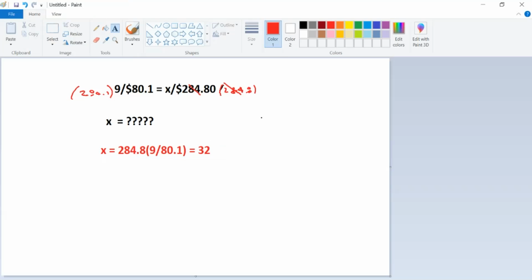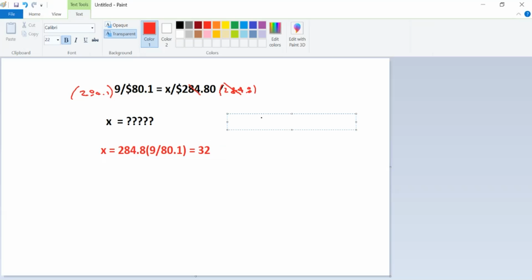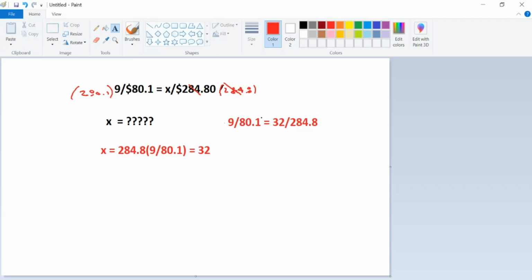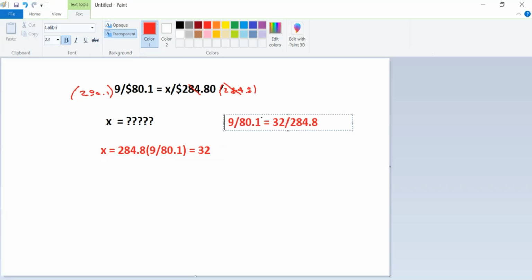X equals 32. Another way of writing that, if you would have had 9 over 80.1, is equal to 32 over 284.8, right? So this thing is balanced. 9 divided by 80.1 is the same thing as 32 divided by 284.8. We were solving for this X here, right? That all makes sense now?